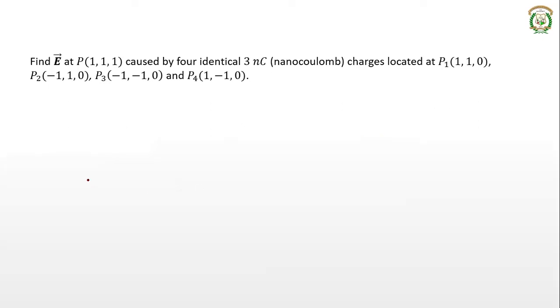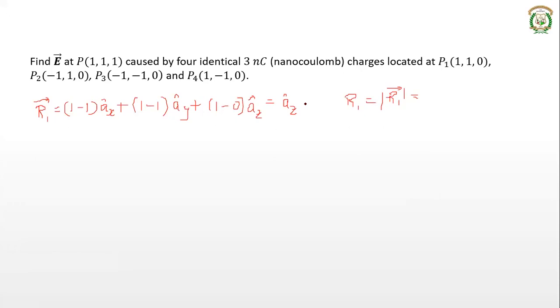Okay. So R1, can anyone tell me what is the magnitude of R1? First, I will write what is R1. It is P minus P1: 1 minus 1 AX plus 1 minus 1 AY, and in the Z axis it is 1 minus 0 AZ, right? So what do you get? 1 minus 1 is 0, 1 minus 1 is 0. You have only 1 in the AZ direction, so R1 is just AZ. What is the magnitude of R1? It's just 1.